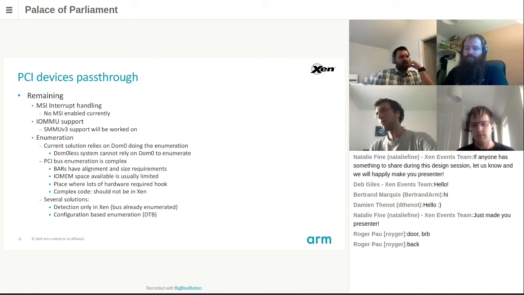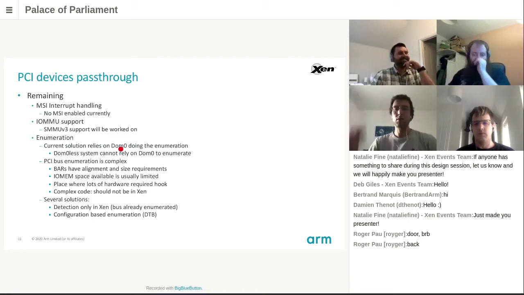But there are two parts. Either you have a DOM0. If you have a DOM0, you can rely on it to actually do the enumeration. So you don't need to do it inside Xen, because DOM0 can still declare the devices to you. You need to configure the devices. Go ahead. No, sorry, Andy.